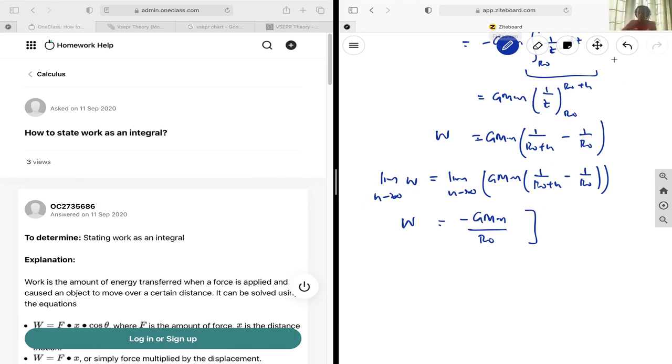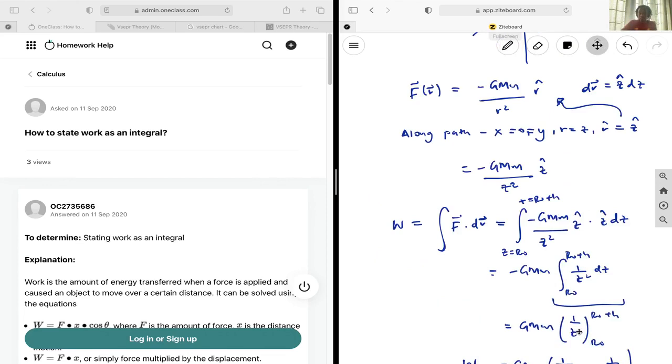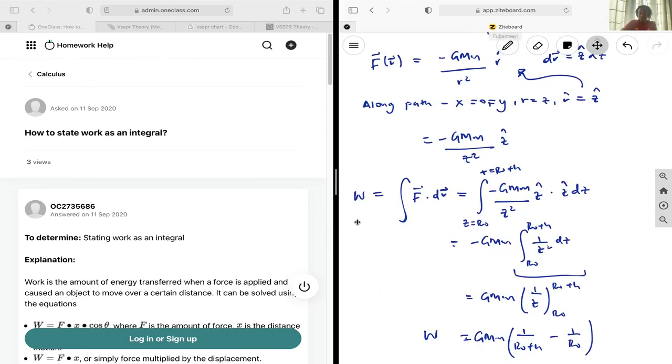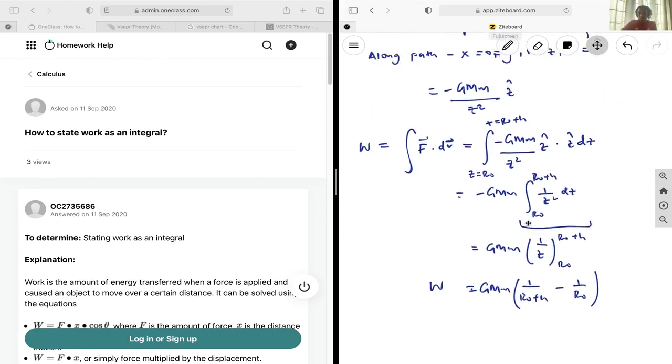And so as your general equation for how to find the work done, we have it here, and you can use it for problems like the one I've done here.